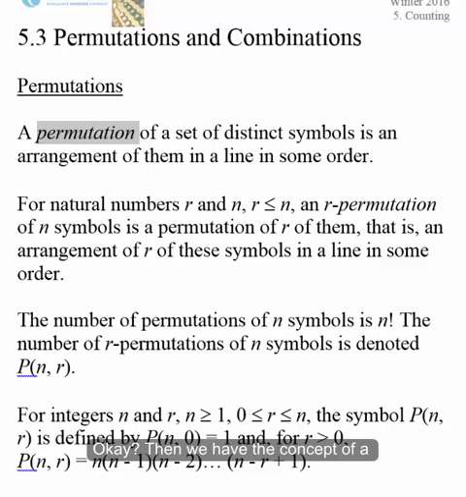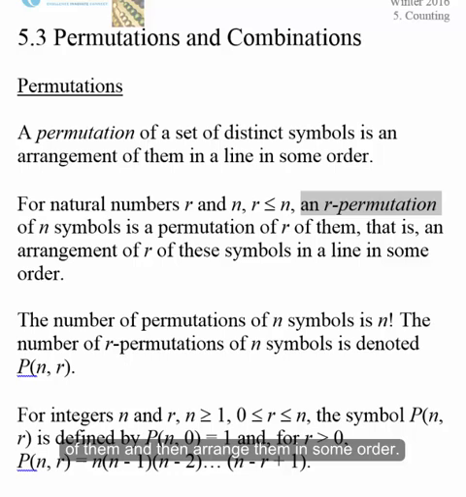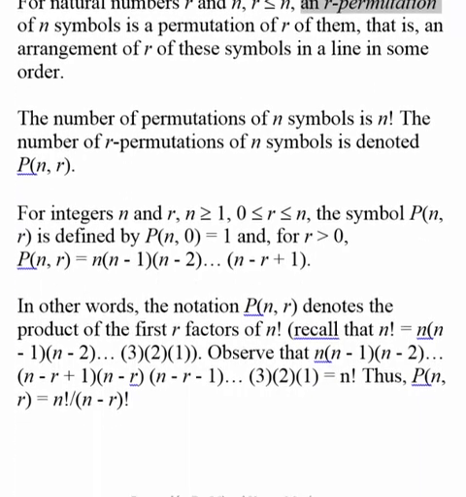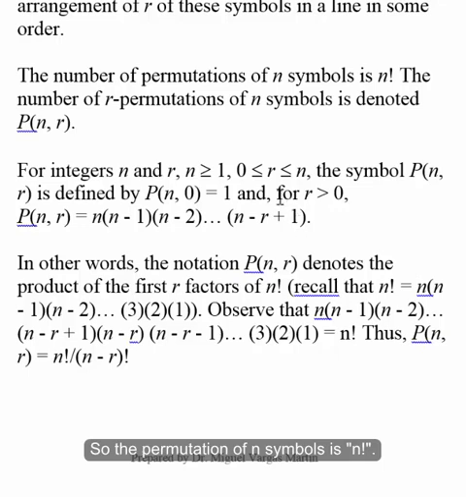Okay? And then we have the concept of an R permutation. So that means that you have a set of n objects, and then you need to take R of them and then arrange them in some order. So the permutation of n symbols is n factorial.